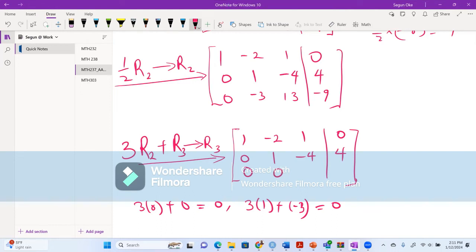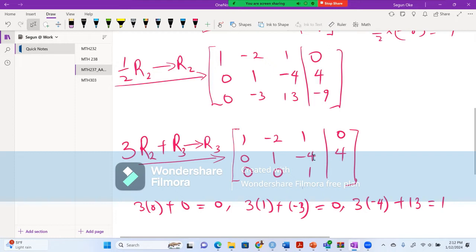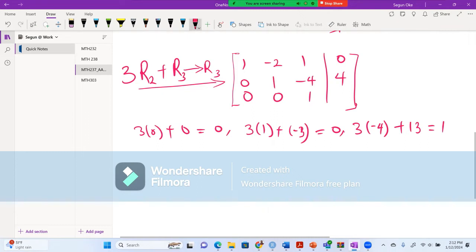Then we have 3. Any question? R2 is -4 plus 3 times 1. That's 1. So you have 1 here. Like I told you, that's it. Forget what happened to your augmented side. So let's just do the augmented now.